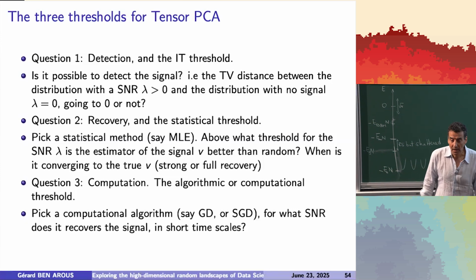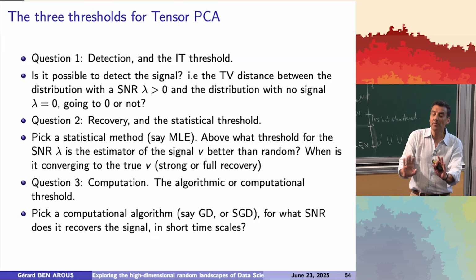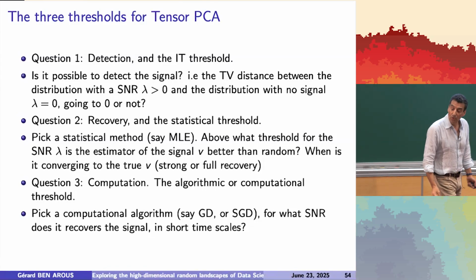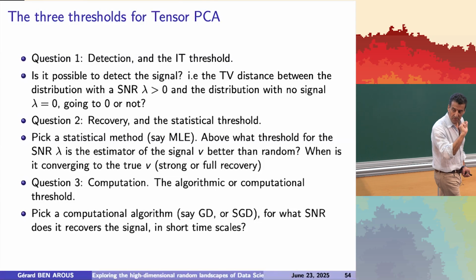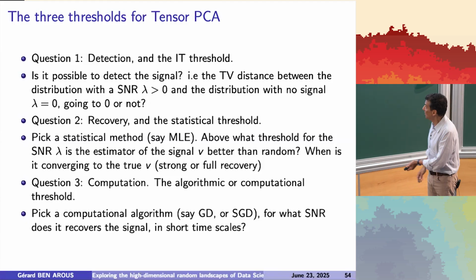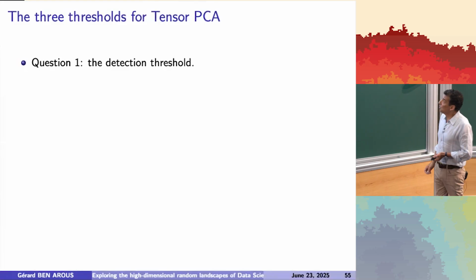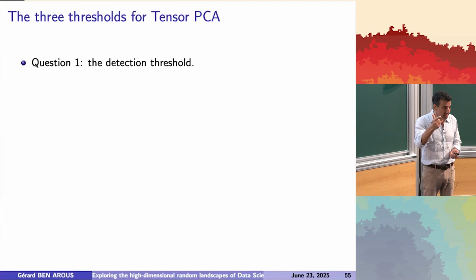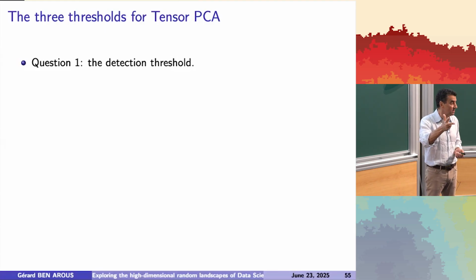When you say short time, it's for the moment, I'm not precise, but indeed it will be even linear in n or polynomial with small power or something like this, but not exponential. Okay. So there are three questions, right? IT question, statistical question, and then computational optimization question.